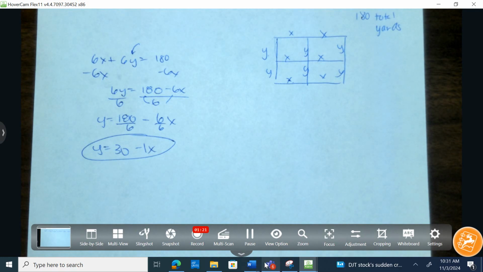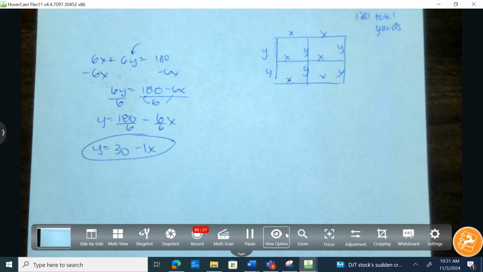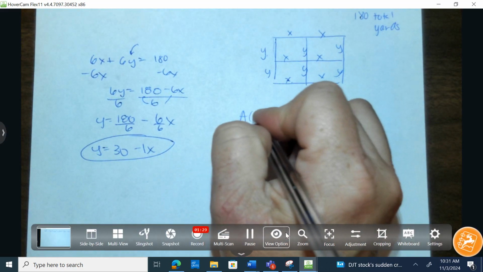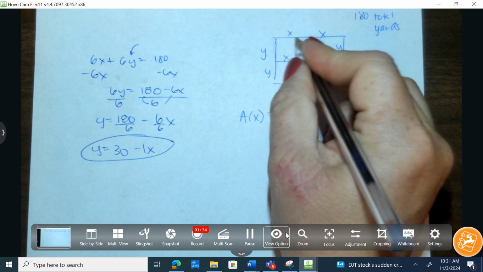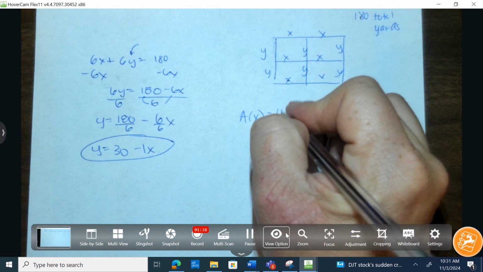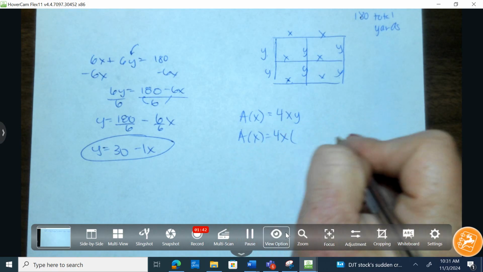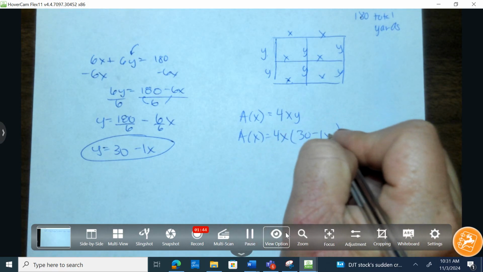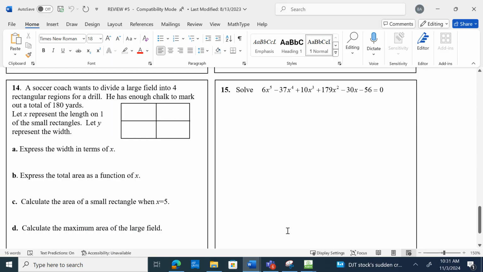Let's come back to this picture. Express the total area in terms of X. So as a function, you need to have A of X. So A of X equals, let's do one rectangle, X times Y, and then there's 4 of them for the total area. But we want to express it only in terms of X. That means we're going to replace the Y with 30 subtract 1X. Let's go back and see what we need to do for part C.